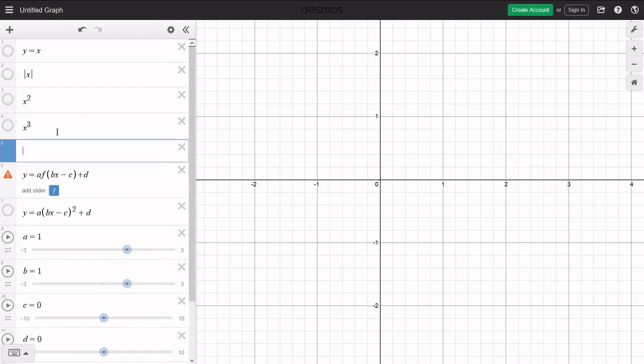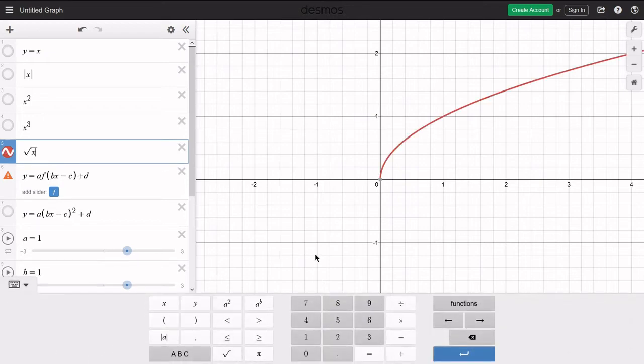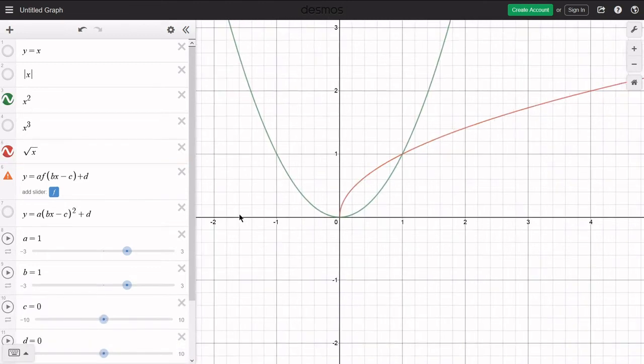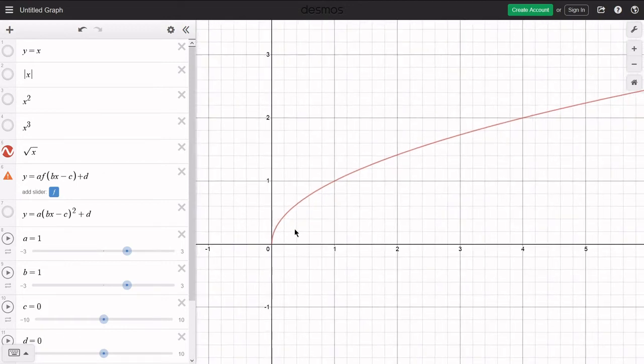Let's look at the next one, which is the square root function. Square root of x. This one's a little bit weird. If we take x squared, you'll see that this portion, the green portion right here, is very similar to this portion. It's actually only reflected. We're just ignoring this part, and we're only considering this portion here. They're actually called inverses of each other, which I'll talk about in a coming video. But this is the square root function.